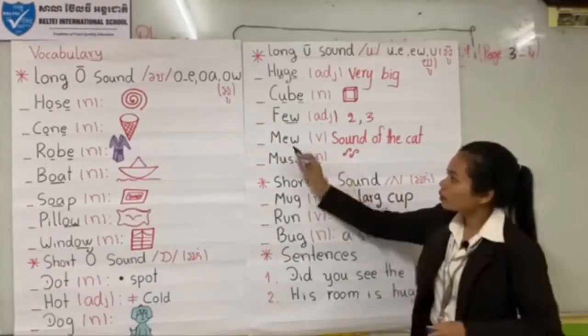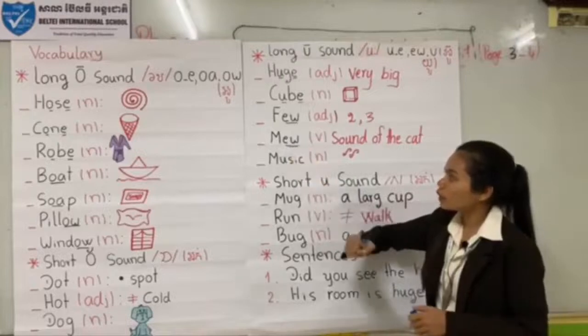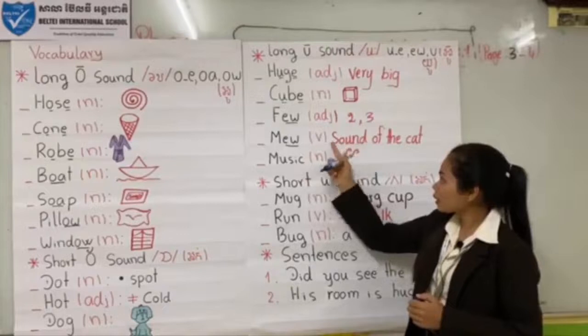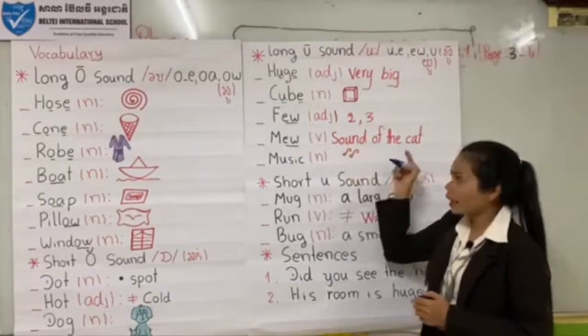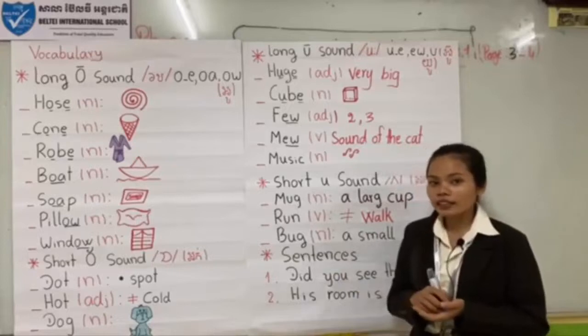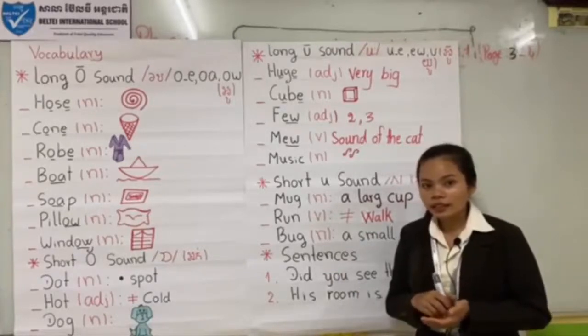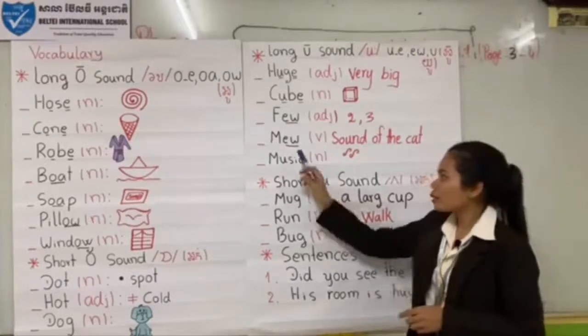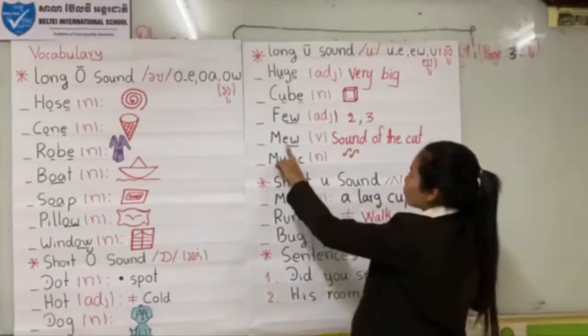One more EW sound. U. Okay. Here, can you read here the sound of the cat? So can you try to tell the sound of the cat? Who can make the sound of the cat? Meow. Meow, right? Okay.